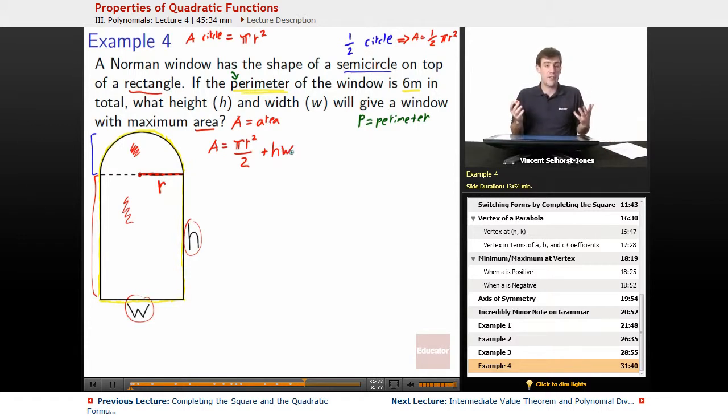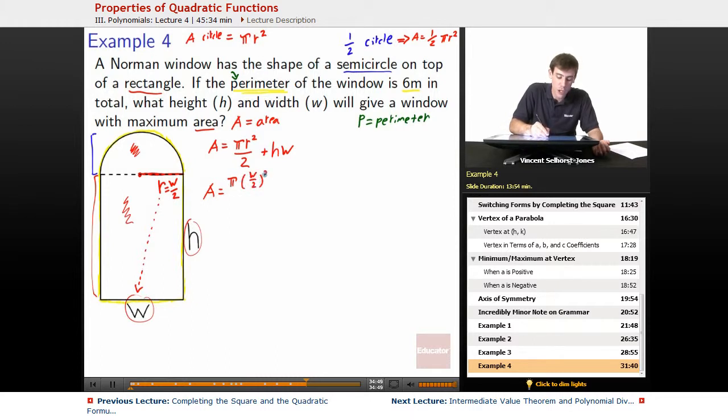Now, we don't really want to have r, right? The fewer variables, the better if we're going to try to solve this. So how does r connect to the rest of it? Well, r, hey, look, that's connected to our w because it's just half of that side. So r equals w over 2. So we can change this formula into area equals pi times (w over 2) squared over 2 plus height times width. Now we've managed to get rid of the radius there, so let's simplify that out a bit more. Area equals pi times w squared over 4, over 2, plus hw.